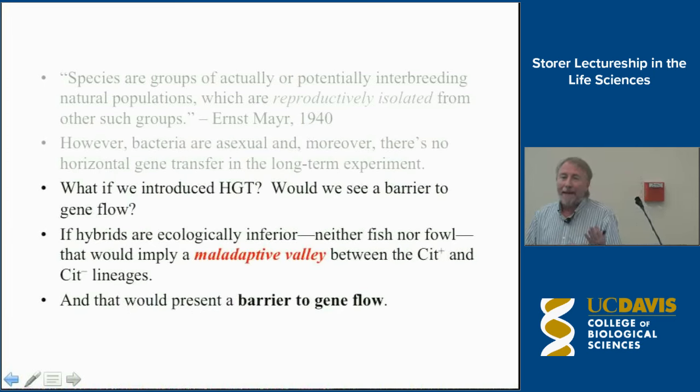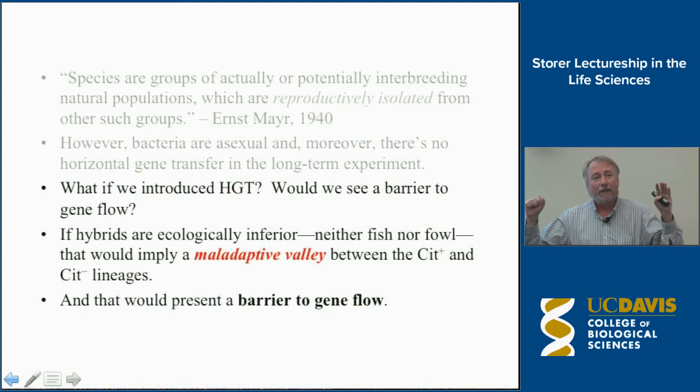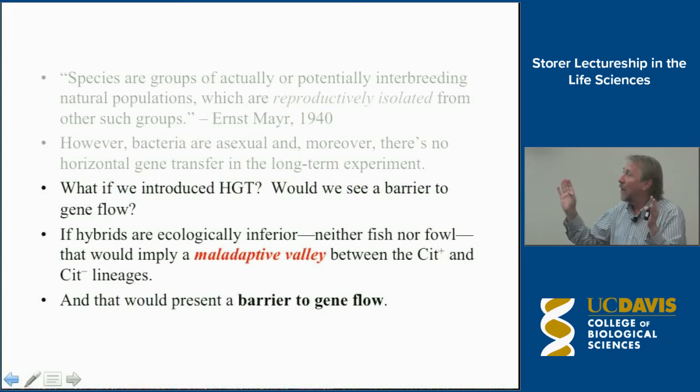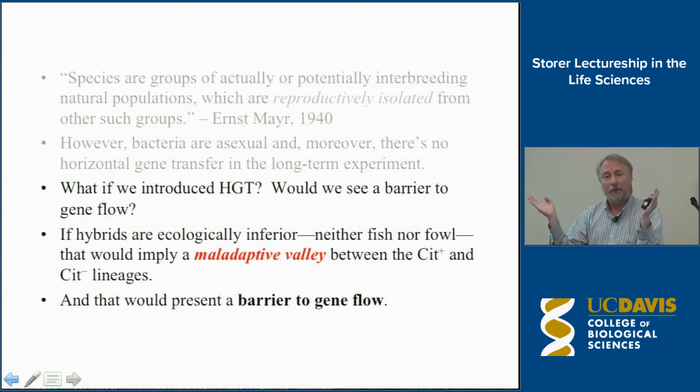But we can, as geneticists, begin to play tricks. We can take the citrate minus bacteria and the citrate positive bacteria. And this is work in progress, by the way, unpublished work. We can try to generate hybrids between those two and ask, are they ecologically inferior? Are they neither fish nor fowl? That would imply that a maladaptive valley has begun to emerge between these two, so that if there were gene flow, recombination or sex of some sort, that would present a barrier to gene flow. So it's like taking an experiment that's already artificial and introducing another artificiality. But the point is to explore what happens when a species makes an innovation that puts it on a different evolutionary path, and how that path would or wouldn't mix well with the path the population otherwise was on.